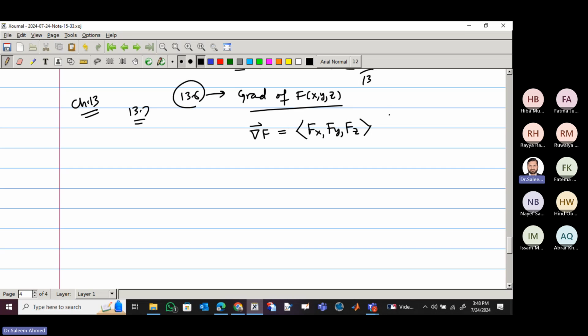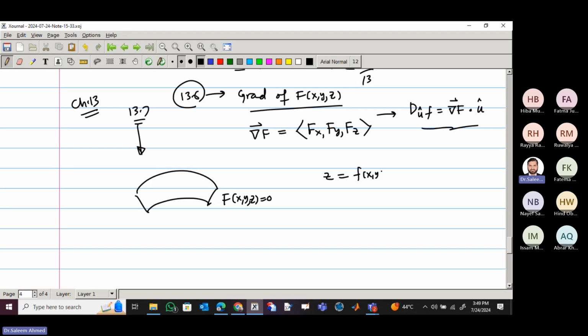But then, from the gradient, we found the directional derivative of a function. That was the gradient of f dotted with the vector u, right? But as I mentioned in the email, I will give you a problem from 13.7. But in 13.7, you also need the gradient of f. So basically, when a surface is given as f(x, y, z) equal to 0, this is the equation of a surface. If your surface is given as z equal to f(x, y), what you can do is bring z to the other side.